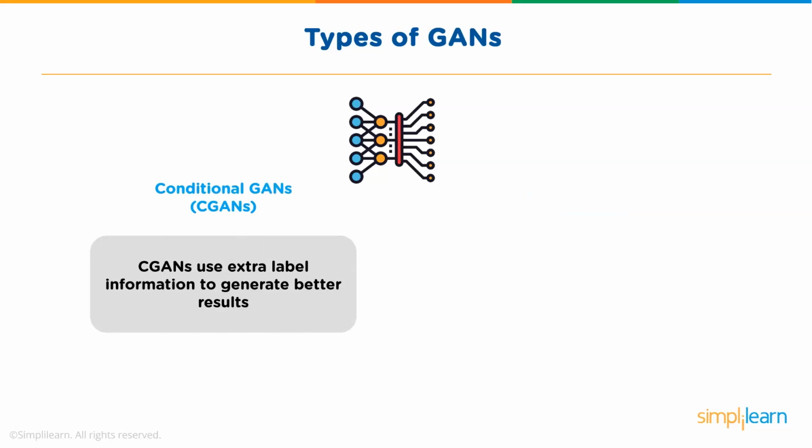Vanilla GANs can be extended into conditional models by using extra label information to generate better results. In CGAN, an additional parameter called Y is added to the generator for generating the corresponding data. Labels are fed as input to the discriminator to help distinguish the real data from fake data generated.